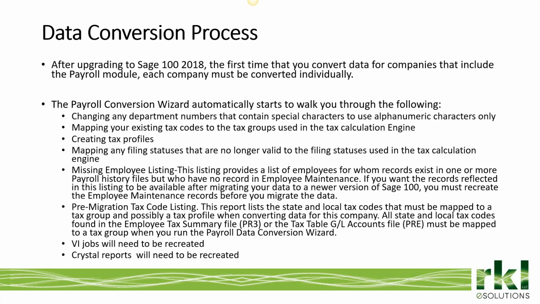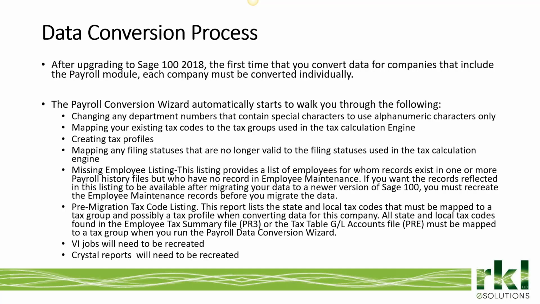When we go through the conversion process, there is a specific wizard that Sage has created which will actually walk us through a large portion of it. This details it. It will change part numbers that contain special characters. It tries to map your existing tax codes to the appropriate tax groups, presents that information on screen, and will let us know if any one of them is blank. It lets us know that. We can actually fill it in right there. It'll allow you to create your tax profile during this conversion process.